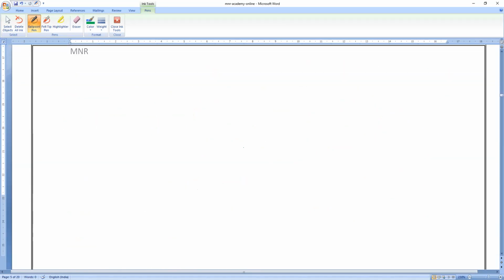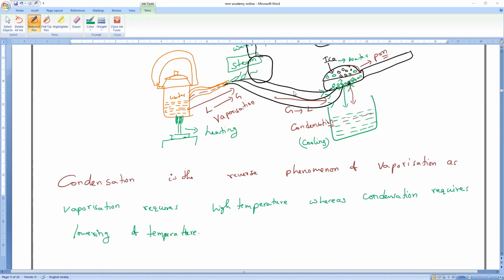Now, liquid state to solid state. What we used to call? Opposite to the melting. What is that called, guys? Freezing. Yes, freezing. We used to call it freezing.